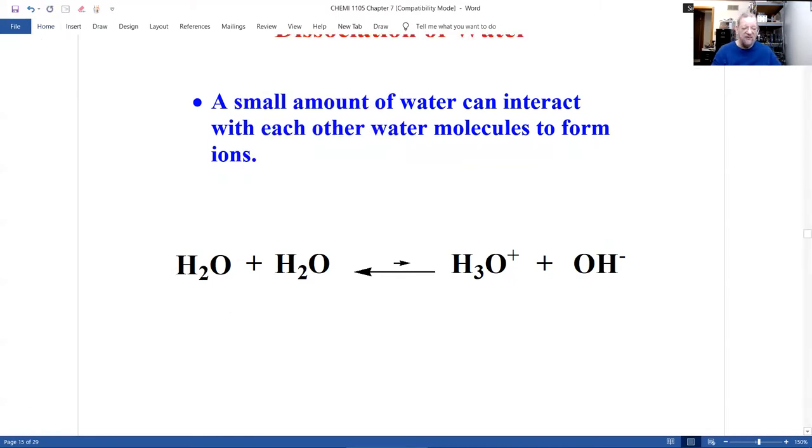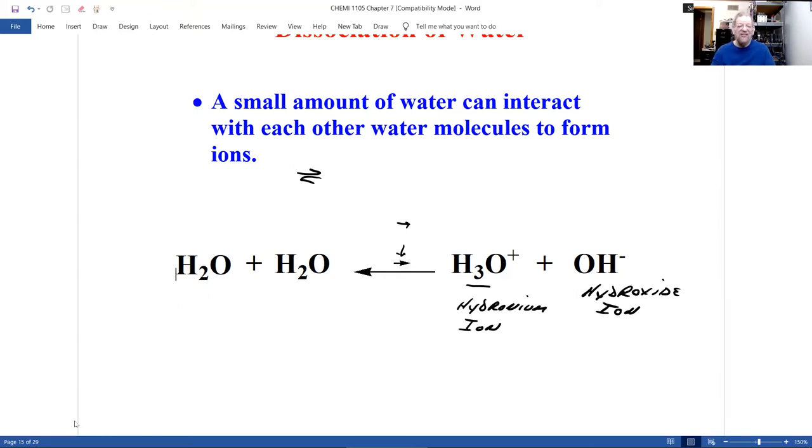That's better. And if you take two water molecules, there's an equilibrium. Remember, double arrow means going back and forth at the same rate, and water can react with itself, but the equilibrium is just a little, which is why I have a little arrow there, to the right. But it forms the hydronium ion, and you should know this name, and hydroxide ion, and you should know that name.